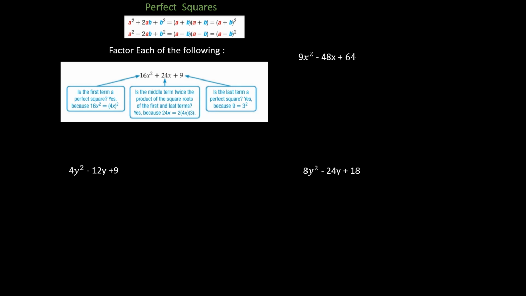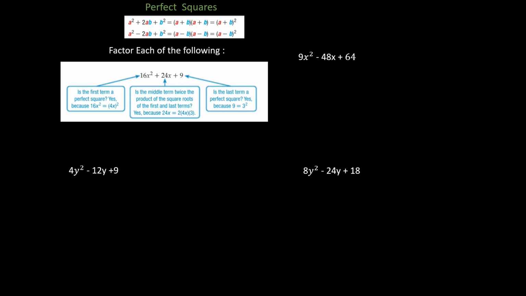Also, the last term should be a perfect square, like 9. 9 is 3 to the power of 2. And the middle term should be 2 times the first times the second. Like here, let's solve number 1 and recognize the rule.